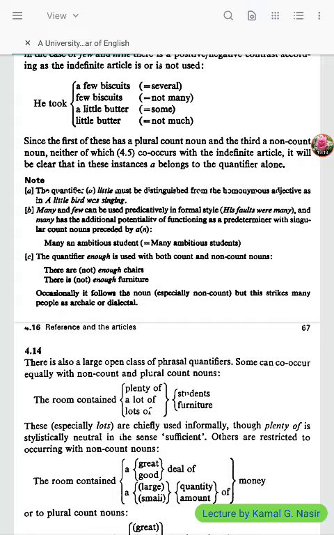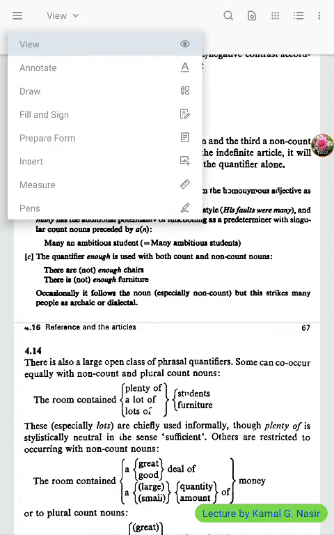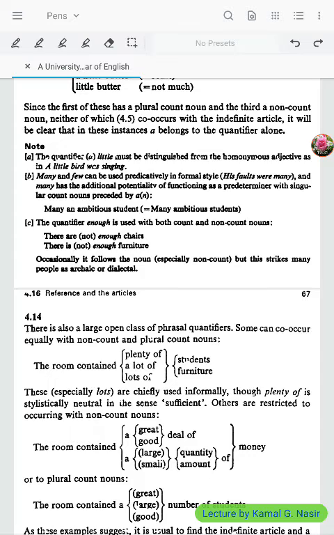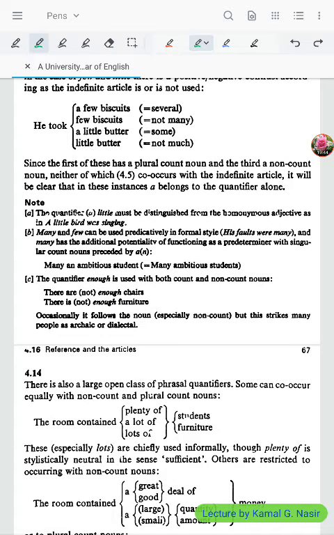Many an ambitious student. These are exceptions. Please read these notes as exceptions for a little and for many. For enough, for example, here we have enough. Also, it is a quantifier. There are not enough chairs. The quantifier enough is used with both count and non-count.